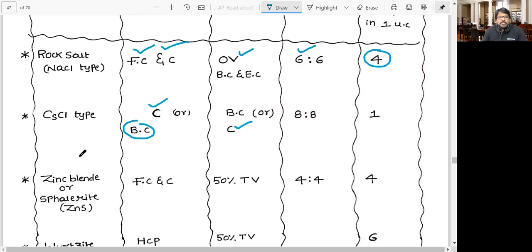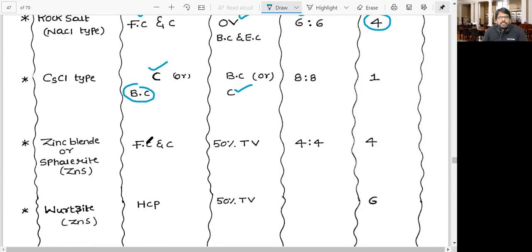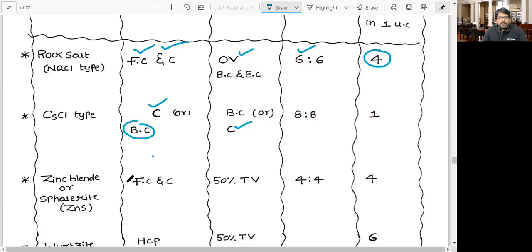The next one is zinc blende. In case of zinc blende, again anion forms the lattice. Which lattice is it forming? FCC lattice. And Zn plus 2 ions, cations, occupy 50% of tetrahedral voids, with their coordination numbers 4:4, and each unit cell has how many pairs? That is 4 pairs.